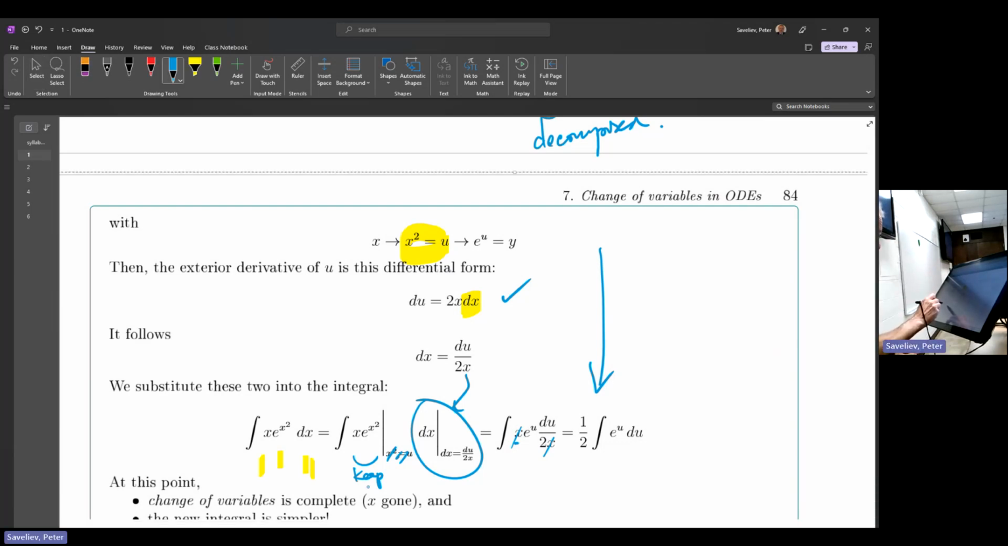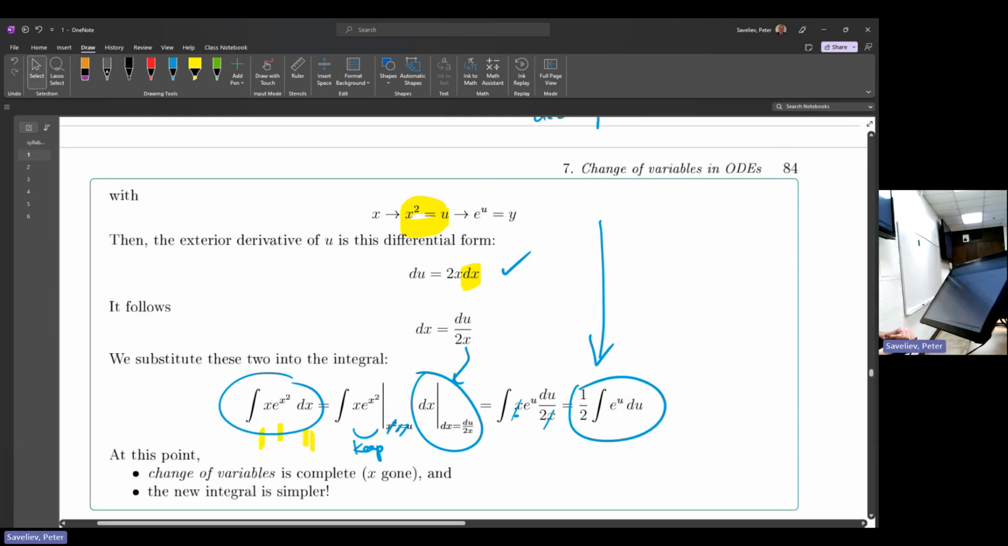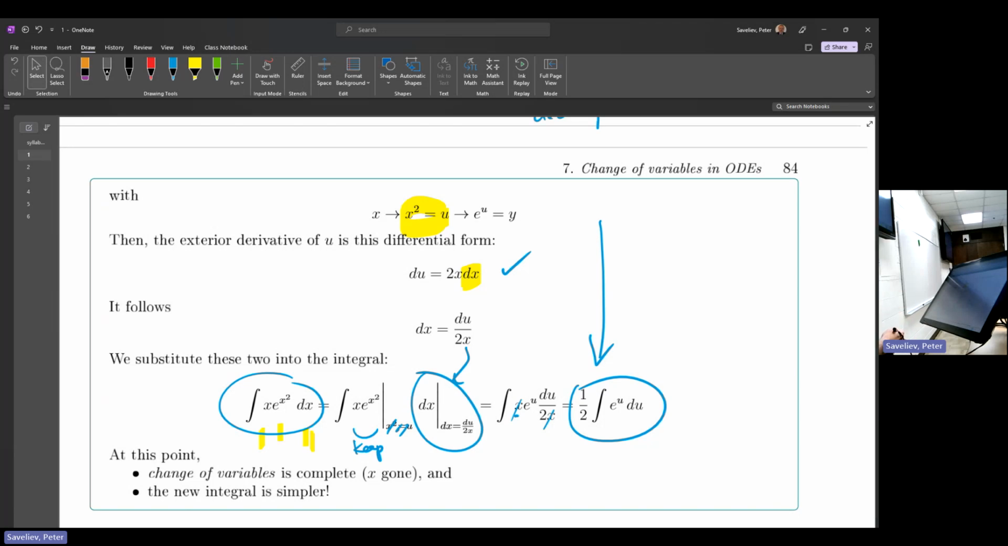So original this, final that. What we see here is the change of variables is complete. There are no x's on the right, only u's, and x's only on the left. And the integral is simpler. That's the big deal, because that's the point.